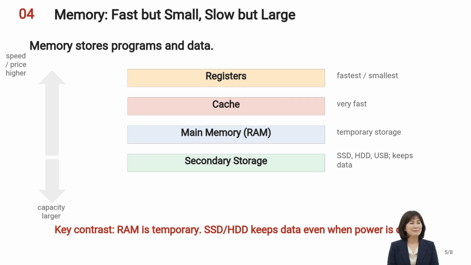So, we can compare memory with a desk and a bookshelf. RAM is like a desk for current work. SSD or HDD is like a bookshelf for long-term storage.